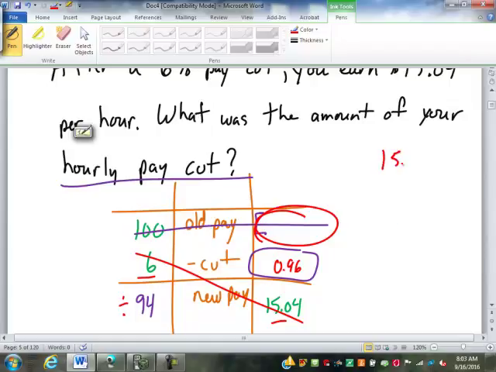You could have done 15.04 is 94%, or, like you said, just divide by 0.94. And that's going to give you that the old wage was $16 an hour. Then you can subtract to get the 96 cents. Anybody get that one right? Do another one. I'm thinking yes.